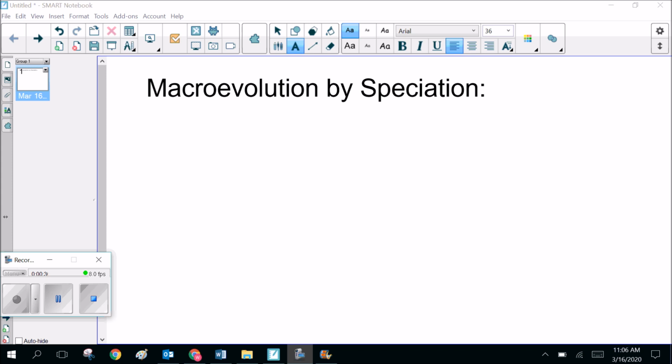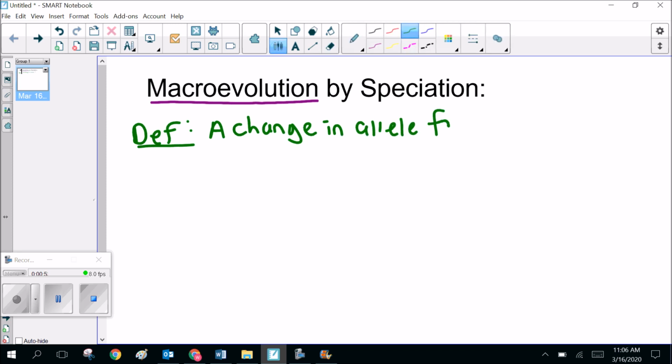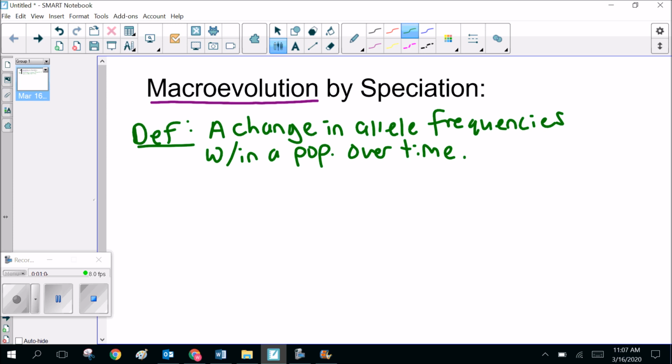So in order to help you guys understand where we're going here, we're going to start off by clarifying the difference between macroevolution and microevolution. So far, the definition that we've been given for evolution is a change in allele frequencies within a population over time. Right, and that's the general definition of evolution. Okay, so what do we mean by micro and macro evolution?